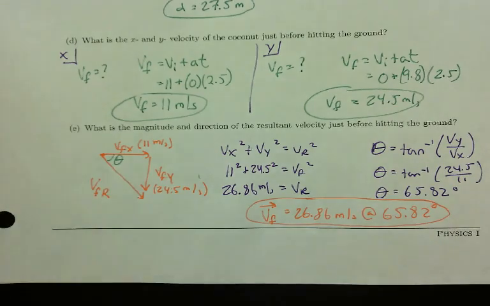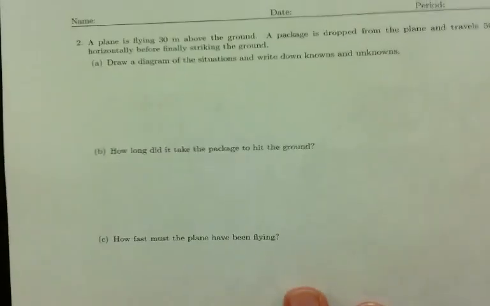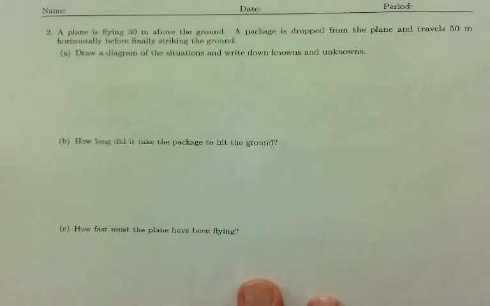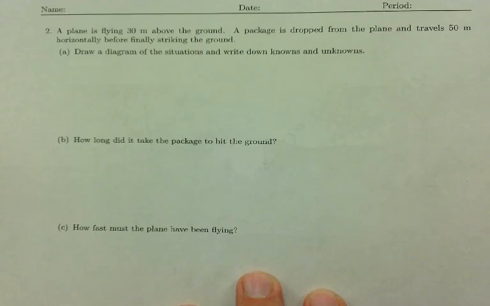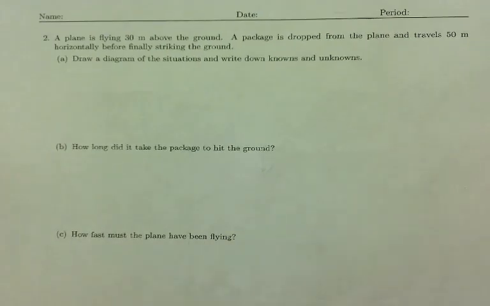All right. Let's try one more. A plane is flying 30 meters above the ground. A package is dropped from the plane and travels 50 meters horizontally before finally striking the ground.